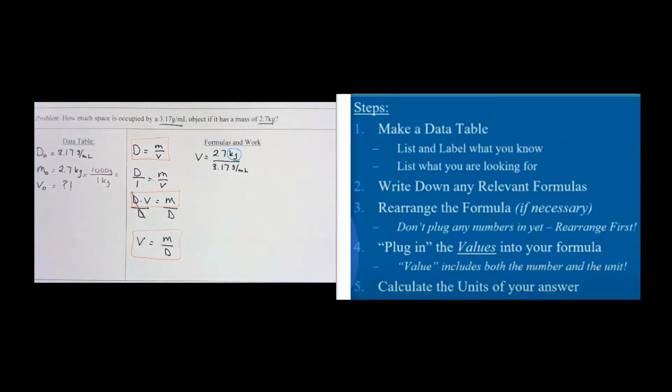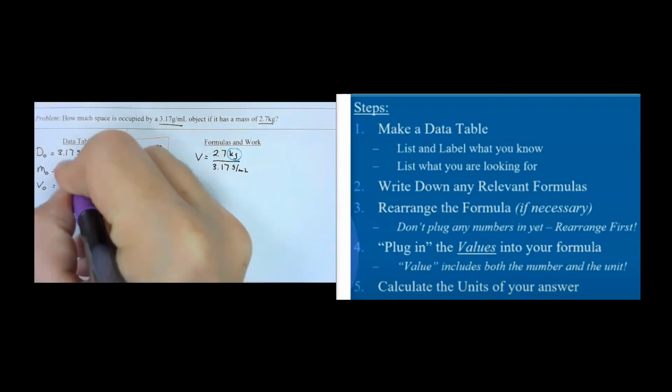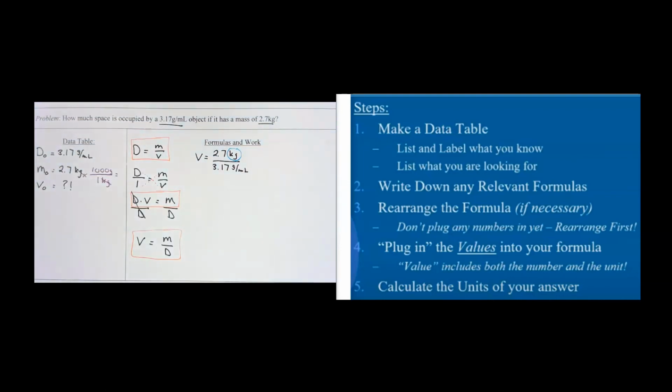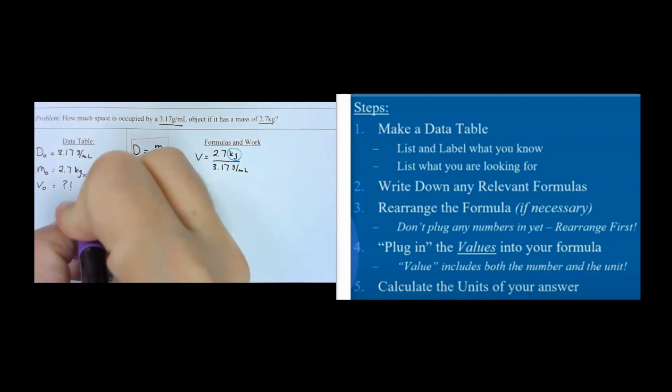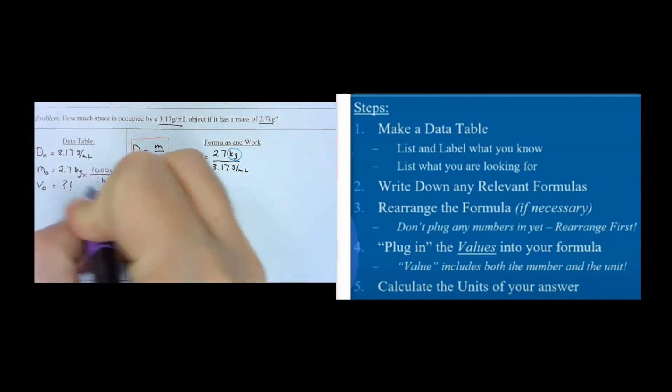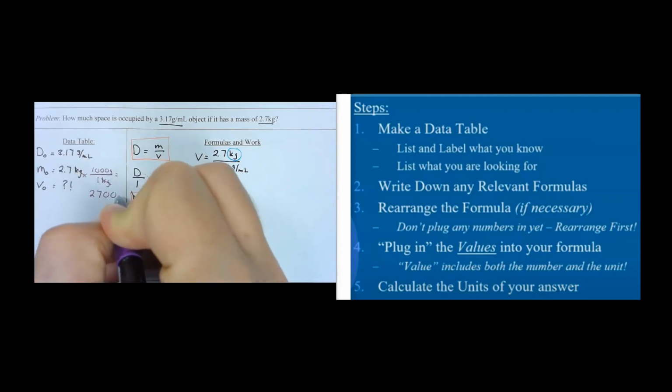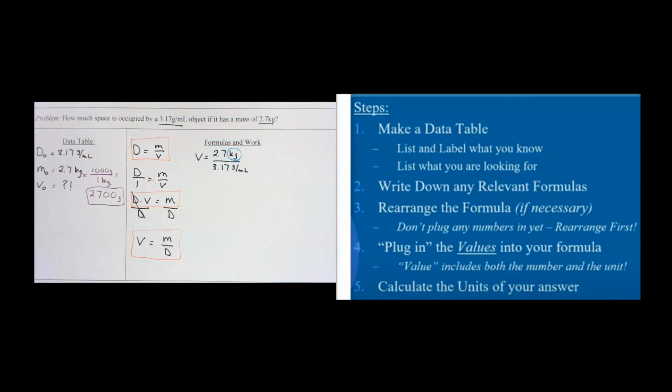Okay, 2.7 kilograms times 1,000 grams over 1 kilogram. If we factor label that, kilograms cancels. All right, and we end up with our new mass, right? So 2.7 times 1,000, we end up with 2,700 grams. Okay, so that's going to be our new mass.